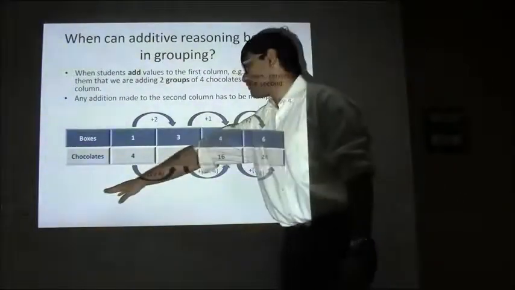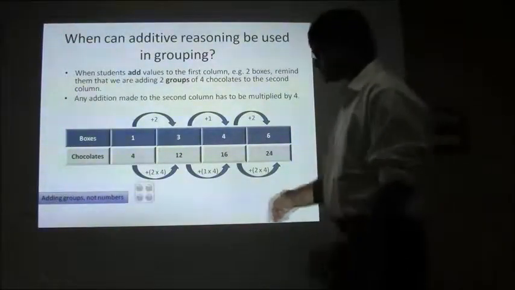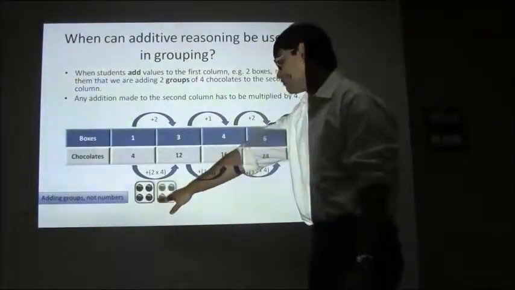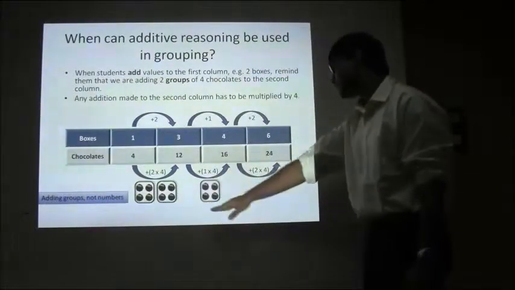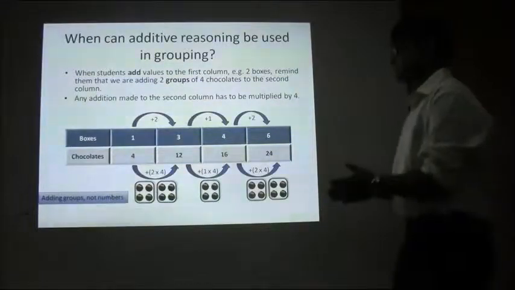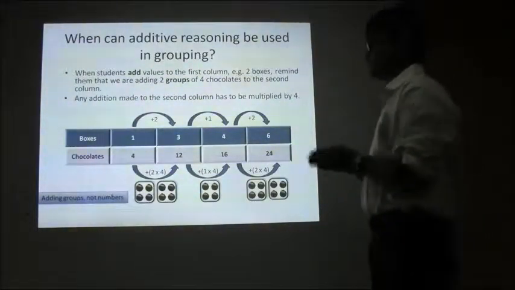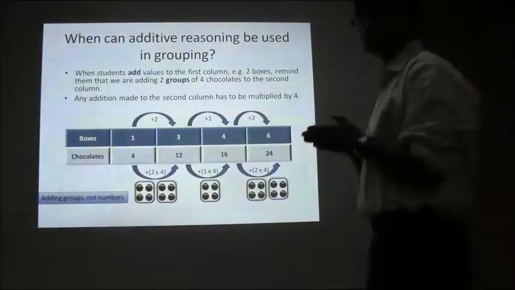So let's see what's happening here. Adding by groups and not numbers. These are two groups. This is one group and then two groups again. So this is, according to me, a very efficient way of remedying the problem of using additive reasoning instead of multiplicative reasoning. Thank you for watching this video.